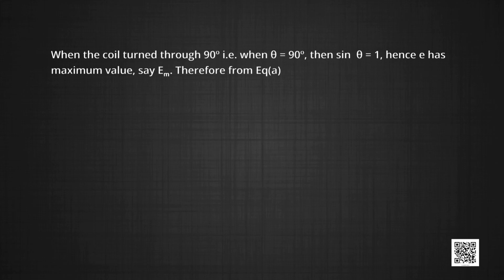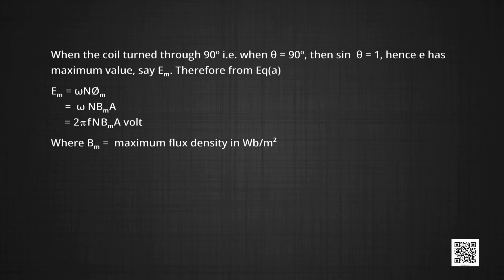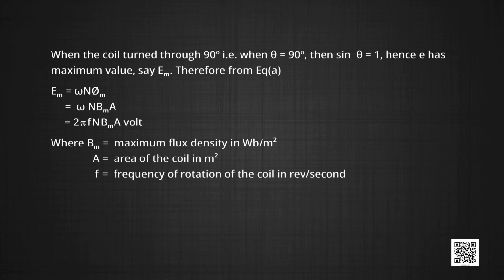Therefore, we can write equation A as Em is equal to omega n phi m, that is omega n Bm A. Since omega is equal to 2 pi f, we can write it as 2 pi f n Bm A, where Bm is equal to maximum flux density, which is measured as Weber per meter square, and the area is measured in meter square. Frequency of rotation of the coil is measured in revolutions per second.